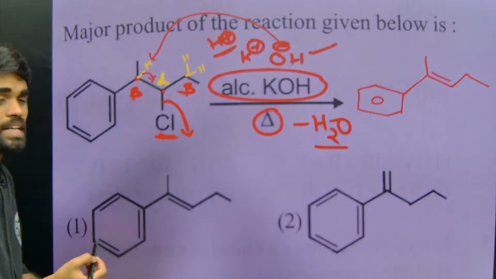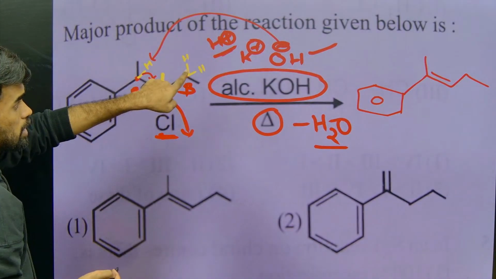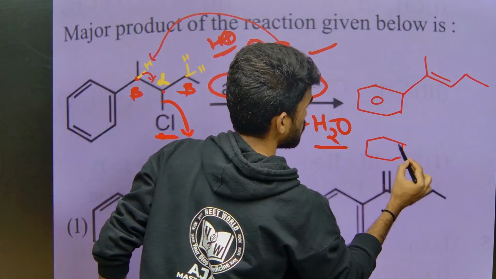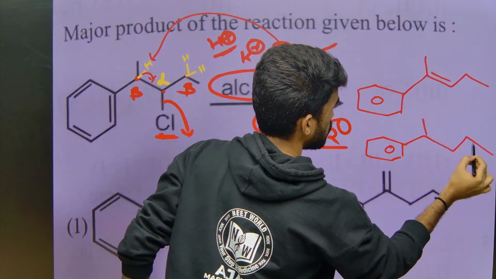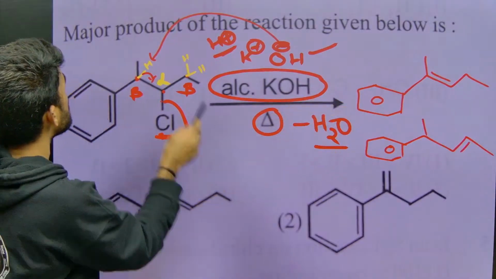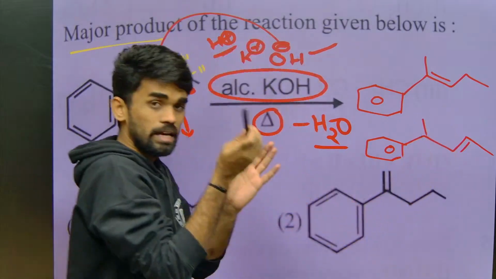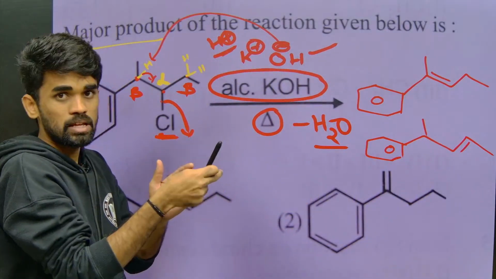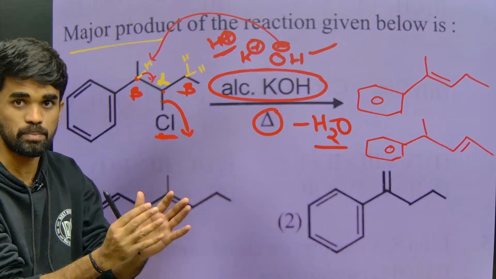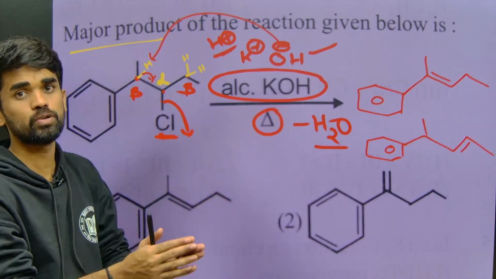So what are the other possible products we have? This is a beta proton, and on this side also we have beta protons. Now you can remove one proton from here, and you get a product like this. But out of these two, they are asking for the major product. So always remember, the most stable alkenes are formed as the major product. And how can we identify which is more stable? The internal alkene should be considered more stable.